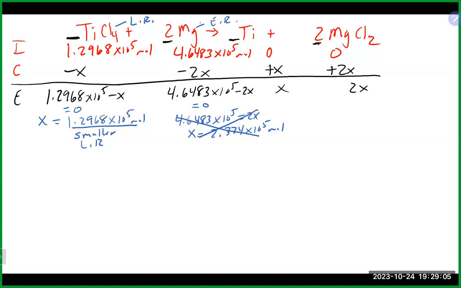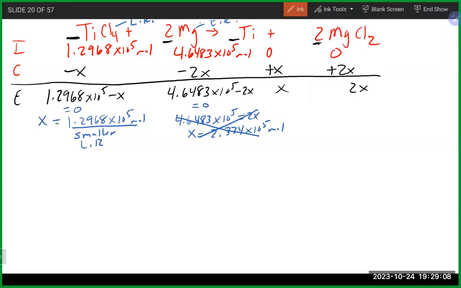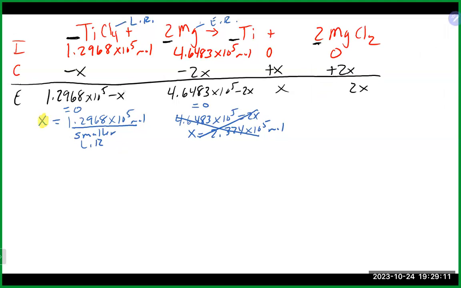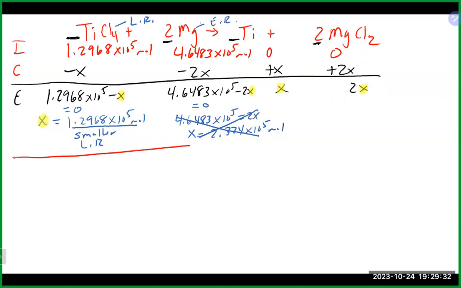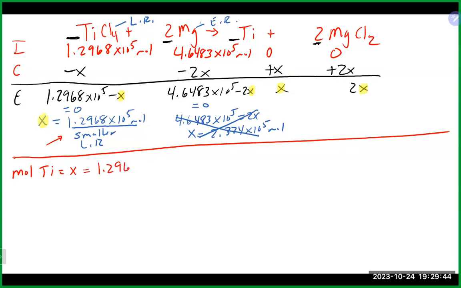Once again, this is helpful because that x value that you just got, which is in moles, is every single x value that we see in the table, which allows us to really solve for anything that we're looking for. So we'll start with what the question asks for, which is how many grams of Ti. Once again, we want to make sure we're using our smaller x value here. We can see from the table that the moles of Ti equals x, which means we have 1.2968 times 10 to the 5th moles of Ti.